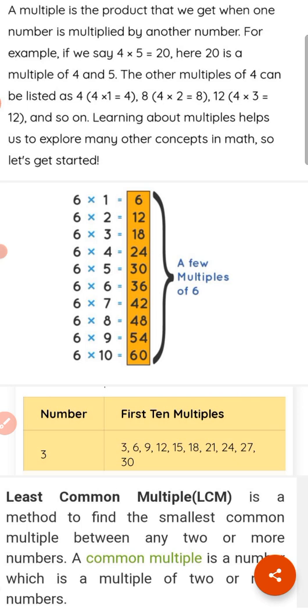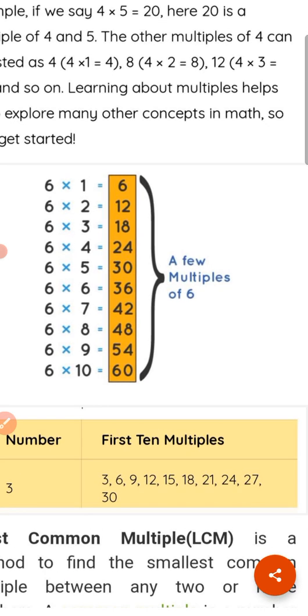Learning about multiples helps us to explore many other concepts in maths. So let us start to learn about LCM, least common multiple. See children, here are a few multiples of 6.